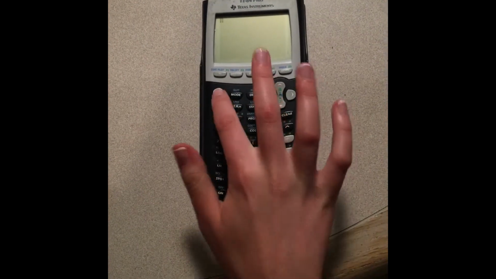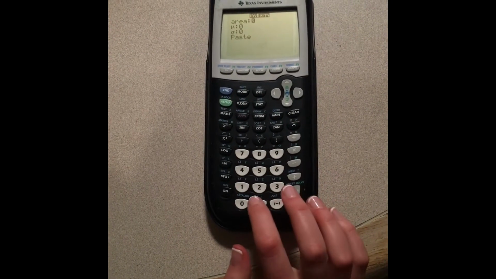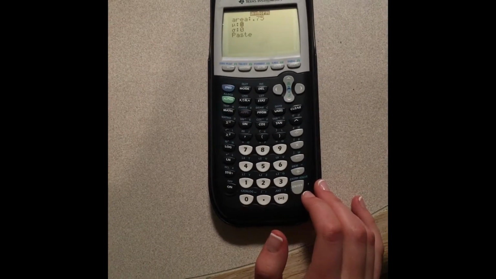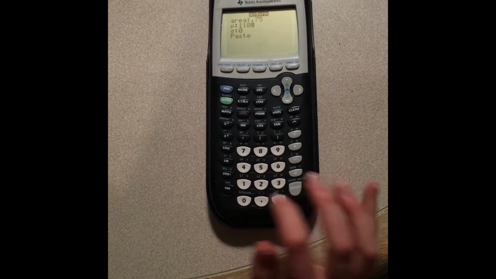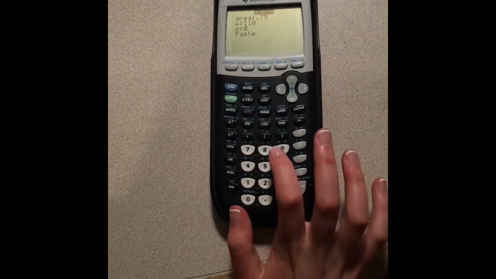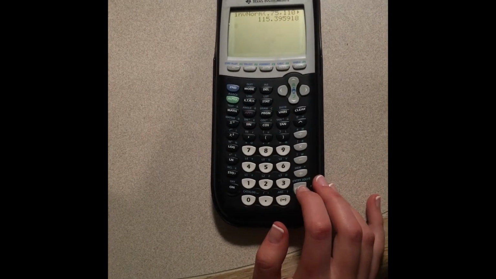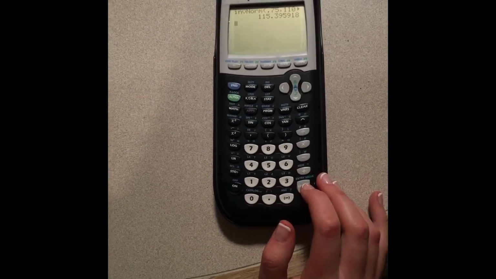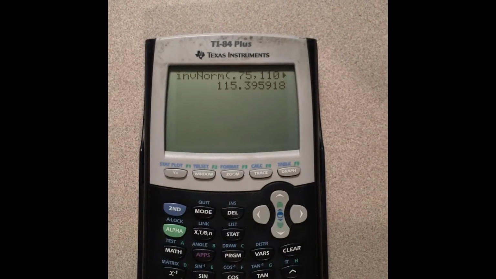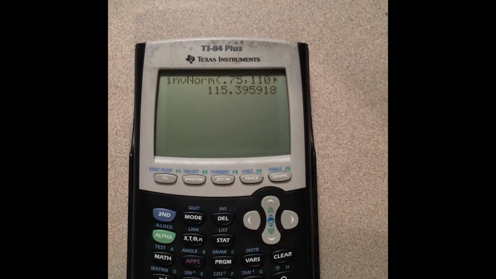Press second, vars, 3, which is inverse normal. The area to plug into the calculator is 0.75 because that is equivalent to the 75% given, and in the calculator, it asks for the area value out of 1. The mean, or mu, is 110 because that was given at the start of question 3, along with the standard deviation that we plug in next, which is 8. After pressing paste, the answer comes out to 115.395918, which is rounded to 3 significant figures as 115 kilograms.